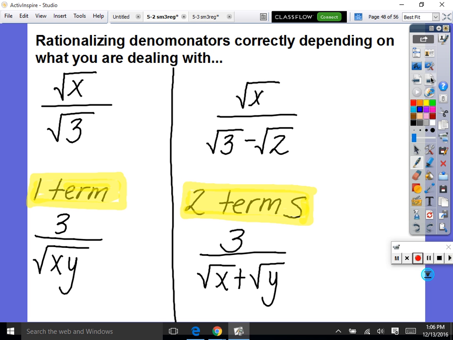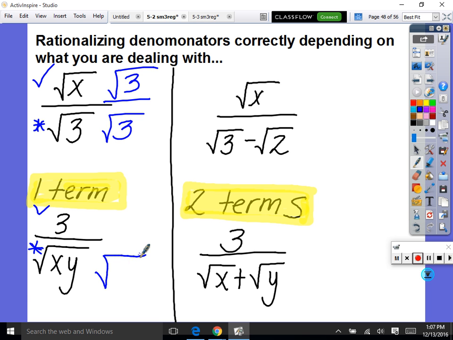You only multiply by conjugates if there's two terms. So look at the difference. This is a one-term problem, and this is a one-term. Meaning, on bottom, you see how there's a radical? There's only one term. There's no plus or minus sign. Down here, there's only one term. You do not multiply by the conjugate to rationalize this. This one we would rationalize by multiplying by the square root of 3 over square root of 3, right? This one we would multiply by the square root of xy over the square root of xy, correct?